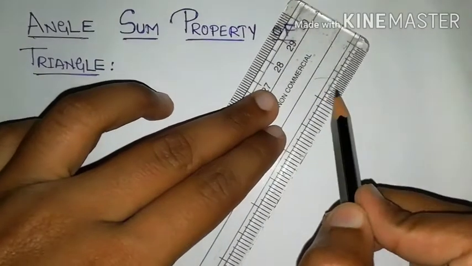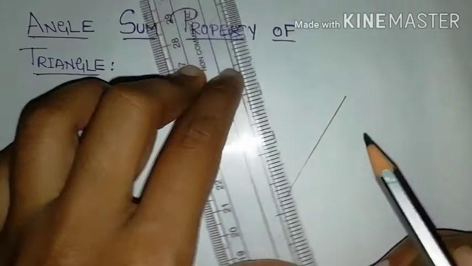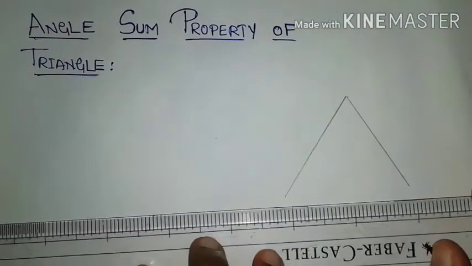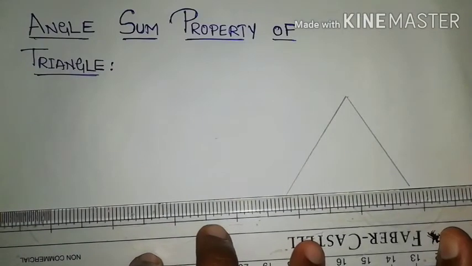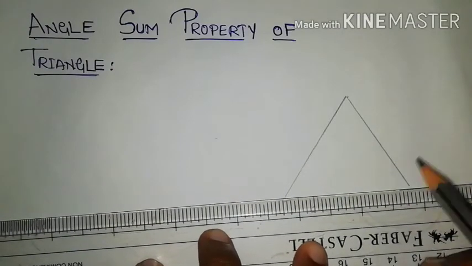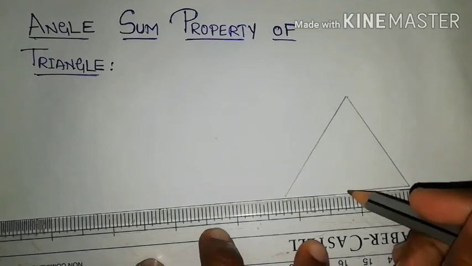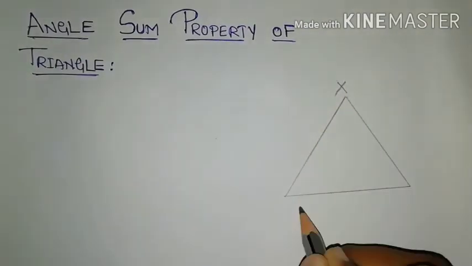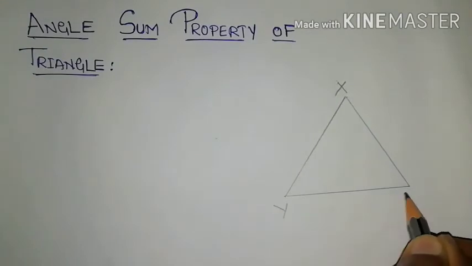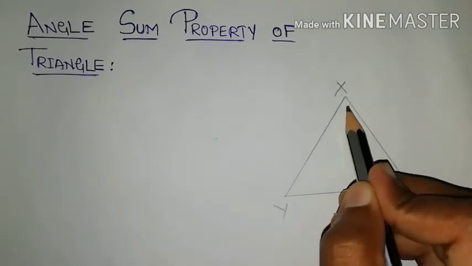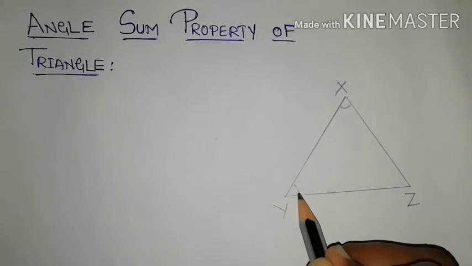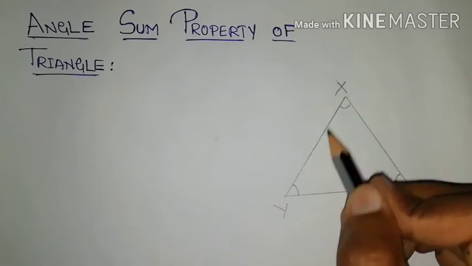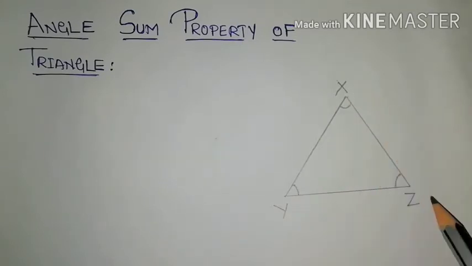If we were to draw a triangle, then this is the figure of a triangle which has three sides and three angles. If we were to name it, then triangle XYZ has angle X, angle Y and angle Z, and the sides of the triangle are XY, YZ and XZ.